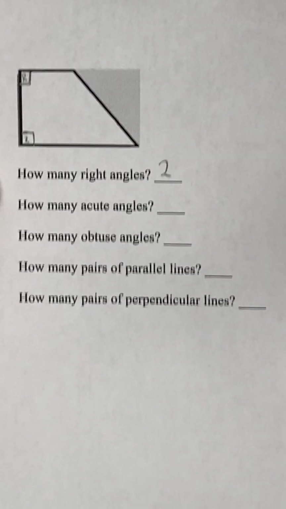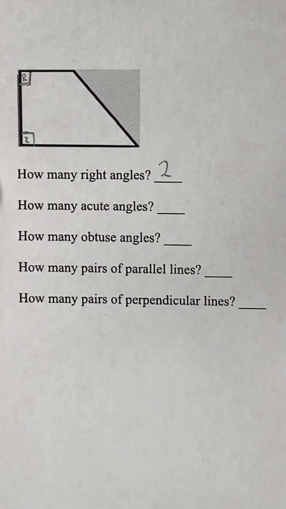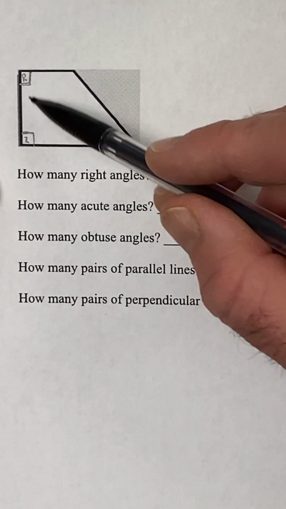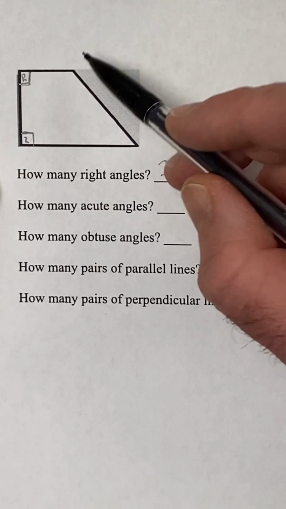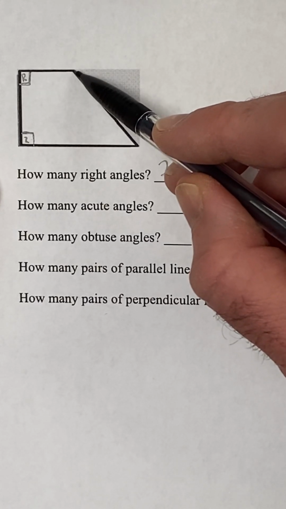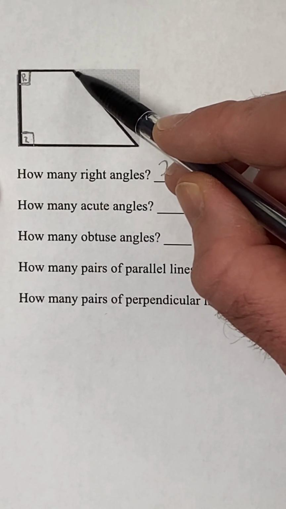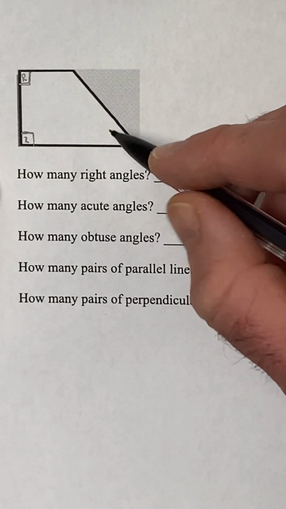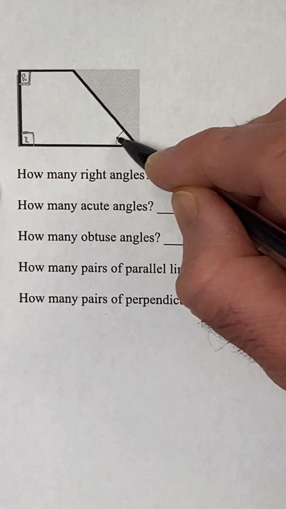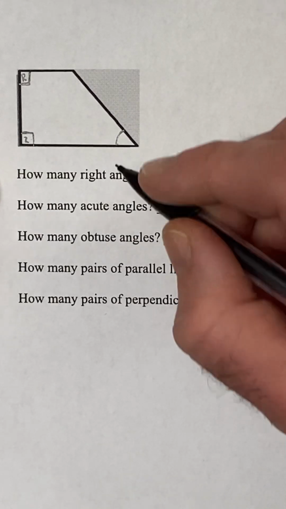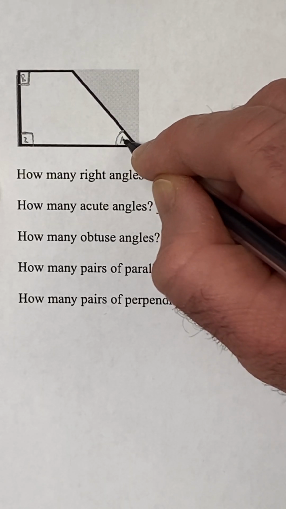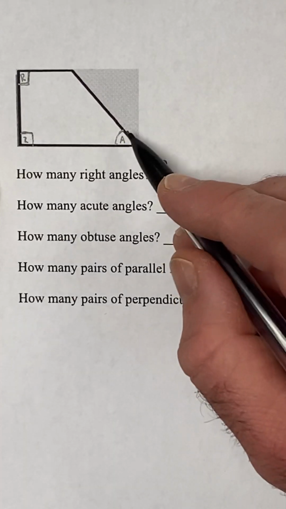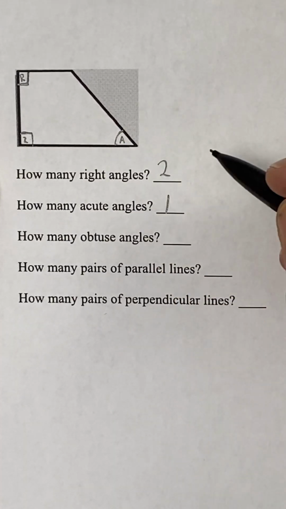How many acute angles? An acute angle is less than 90 degrees. I know these two are 90 degrees because they're right angles. I'm going to look at this angle first. This one opens bigger than 90, so it's not acute. This one right here opens less than 90. So this is an acute angle. I'm going to put a little A in there to label it acute. So we have one acute angle.